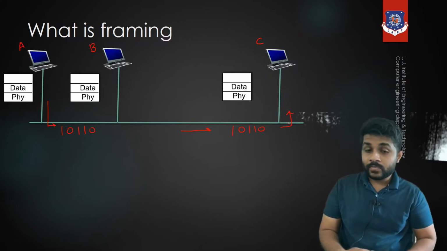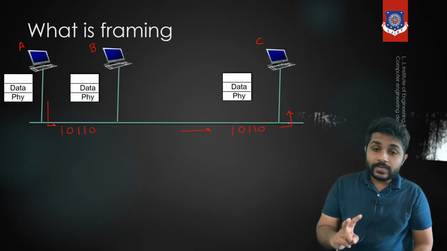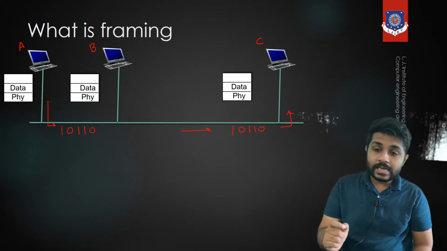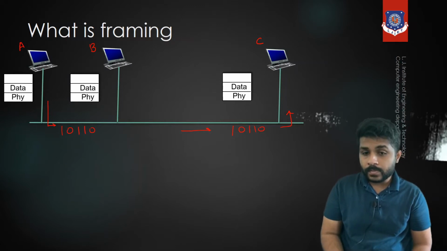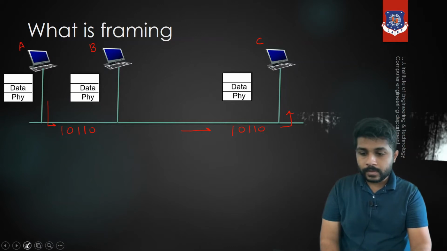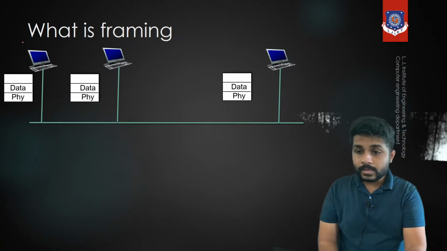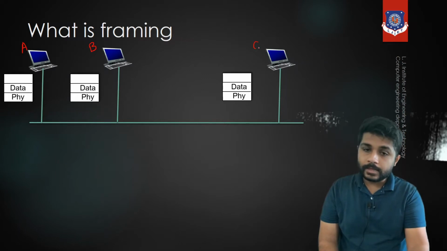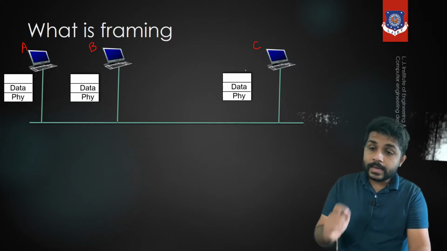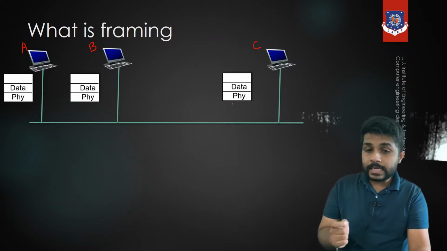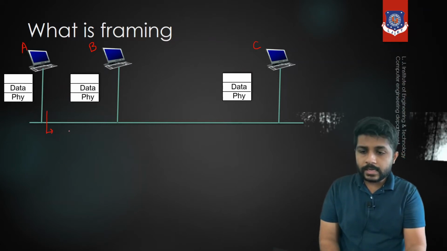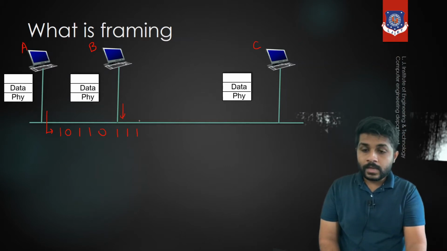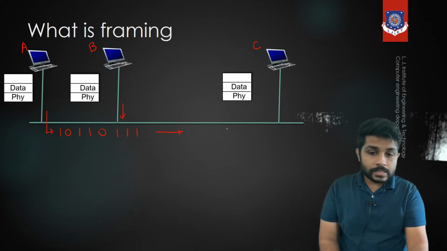As simple as that. But suppose two devices A and B are sending data to C at the same time. Let's see what happens in that case. So this is device A, this is device B and this is C. In the second case, A and B both send data to device C. So A will send the data, let's say 10110. B will send the data, suppose 111. And this stream of bits will flow from source to destination. So C will receive a stream of bits.